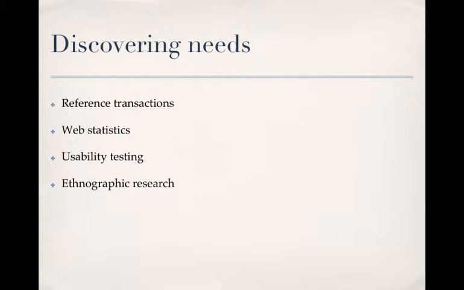Looking at web statistics as well, where do people bounce off the library website? Where do people have difficulty using it? Those can be both useful for redesigning the website and for really getting a sense of where people might need help. Usability testing is often a great place to find problems with students' use of library resources, also in ethnographic research.